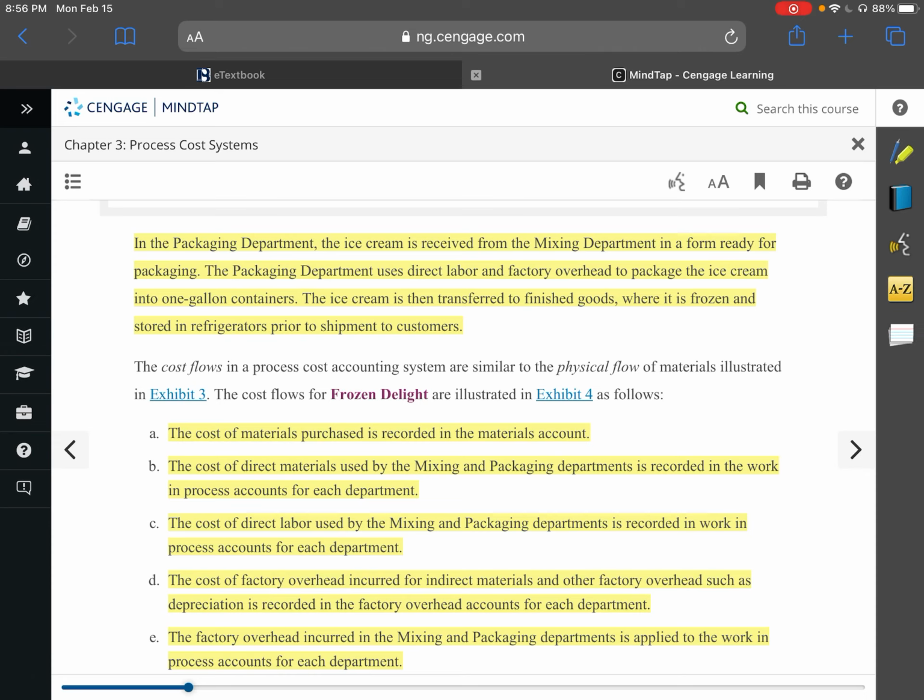So in the packaging department, they receive the ice cream from the mixing department in a solid form that's then ready to be packaged. All right, so the packaging department, they're going to use direct labor. They're also going to use factory overhead. And then they're going to have the packages that the actual ice cream goes in. And once they finish, it's transferred to finished goods, where it's frozen and stored in refrigerators. Okay?